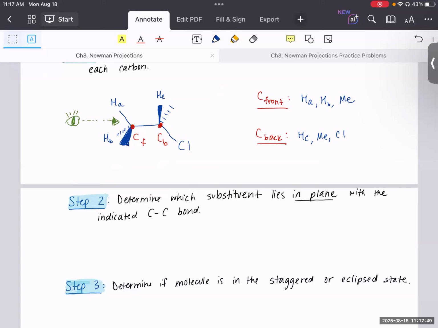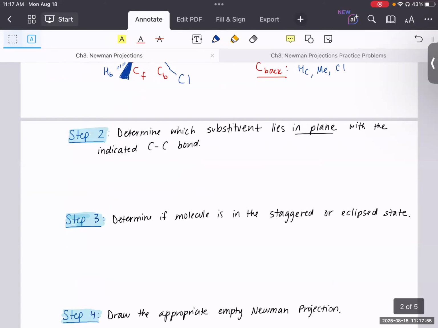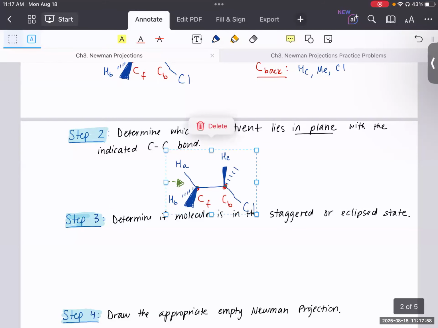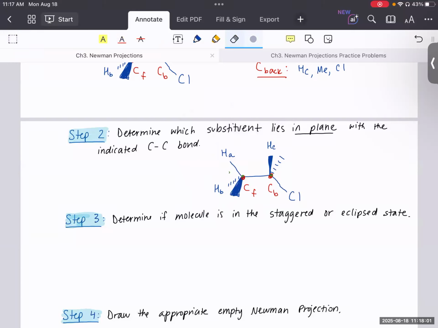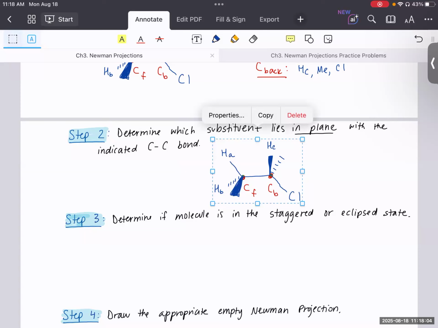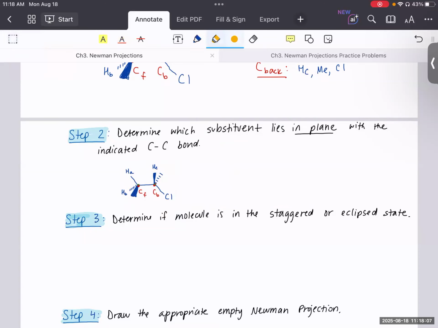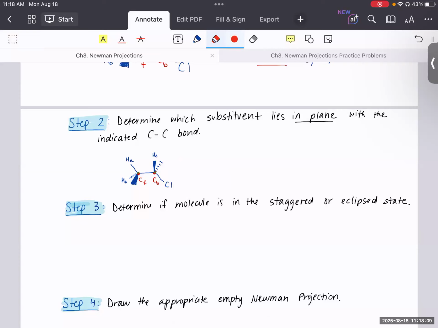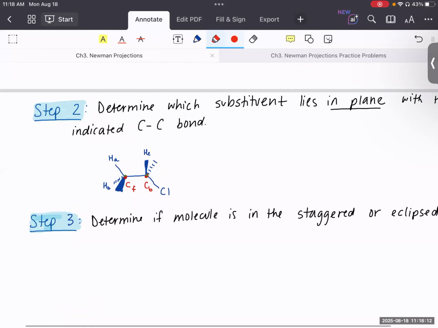All right, the next thing that we're going to do, for step 2, we're going to identify which substituents lie in plane with the indicated CC bond. So for this, I'm going to copy over what we're working with above. And the way that we identify what's in plane is it's going to be everything that isn't dashed or wedged. And so we can see that the carbon front and carbon back are in plane, and then HA is in plane, and then this chlorine is in plane. And so again, we know this because these are the groups that are not dashed or wedged.